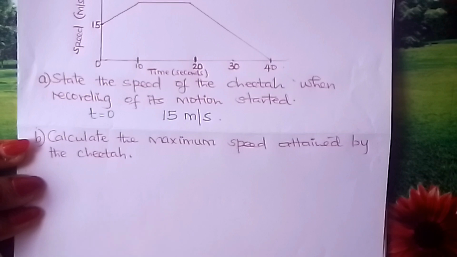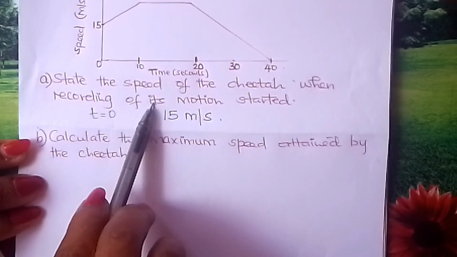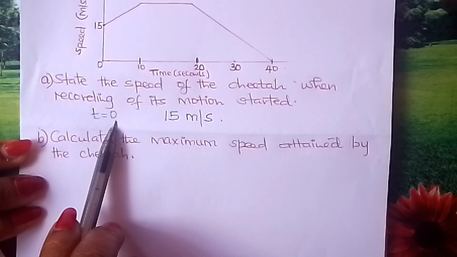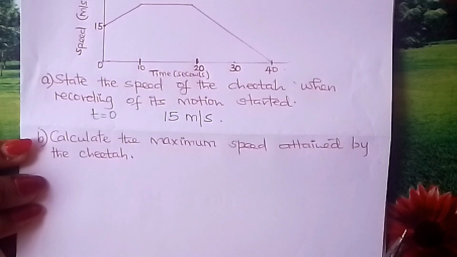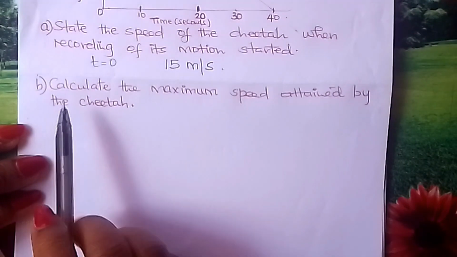That one is as direct as that. State the speed of the cheetah when the recording of its motion started. That is at time 0. So at t equals 0, the speed is 15 meters per second. Good. We go to part B.